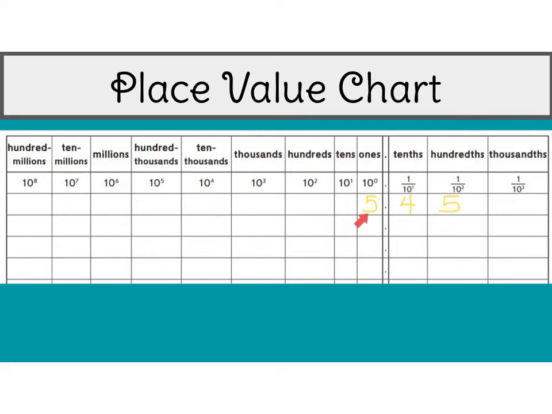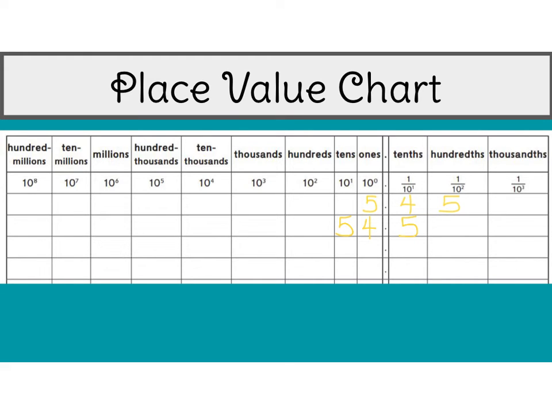So my first number that I'm going to start with is 5 and 45 hundredths. So if I plug those into the chart, you can kind of see the value of each one of those digits. And now if I take 5 and 45 hundredths and I multiply that times 10 to the 1st power, then my number is going to look like this.